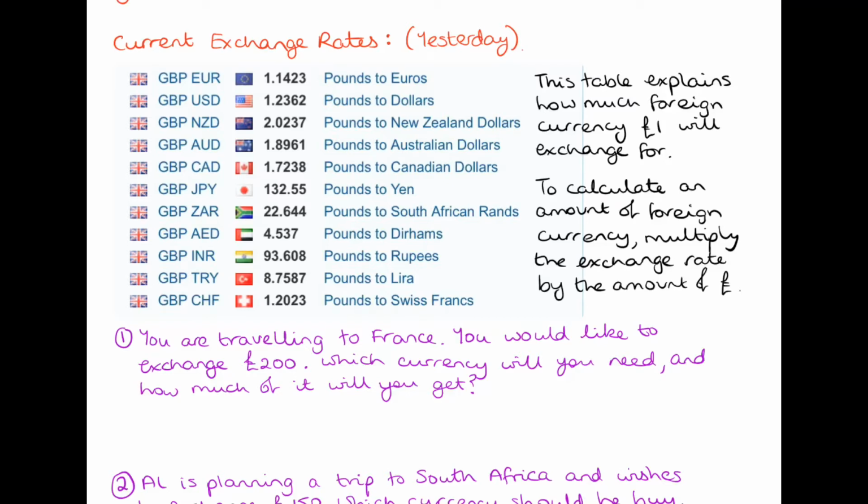If they were going on holiday somewhere, for example to America, you might want to change £10 into dollars. So if you know how much you'll get for £1, then you just need to multiply that by the amount of pounds you want. Okay, so we'll see how this works in our first question.